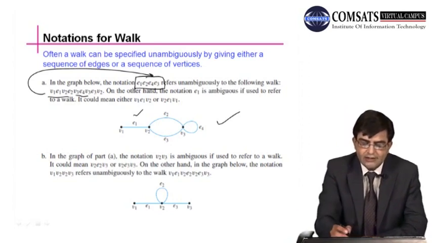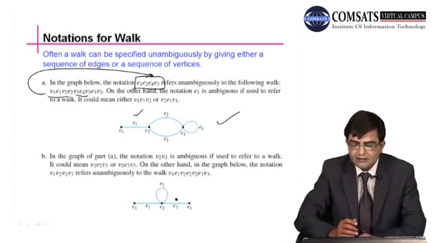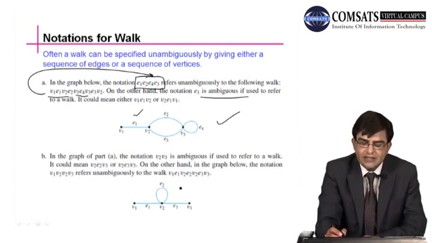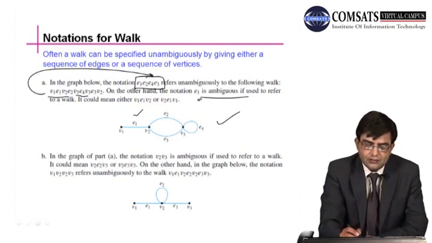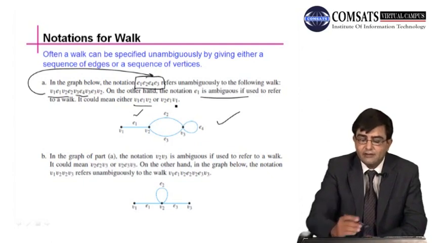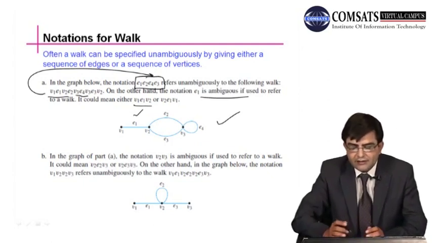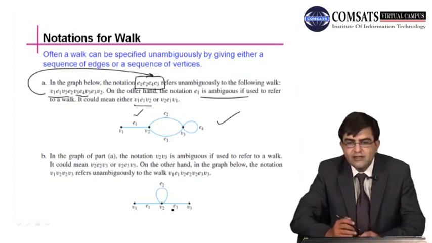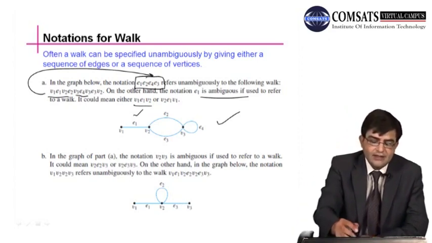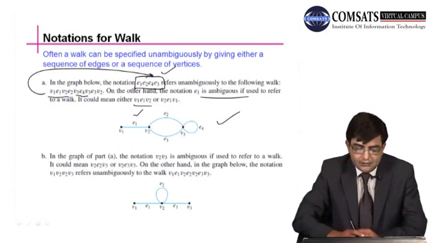On the other hand, the notation E1 is ambiguous if used to refer to a walk. If we write only E1, then it could create confusion; that is, this could be V1, E1, V2, or V2, E1, V1. So if there is no confusion in the walks, then instead of writing an alternating sequence of vertices and edges, we can simply write the edges in sequence. So this is another notation for walks.